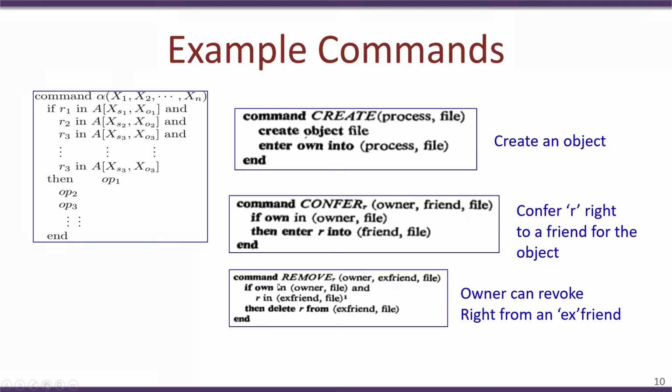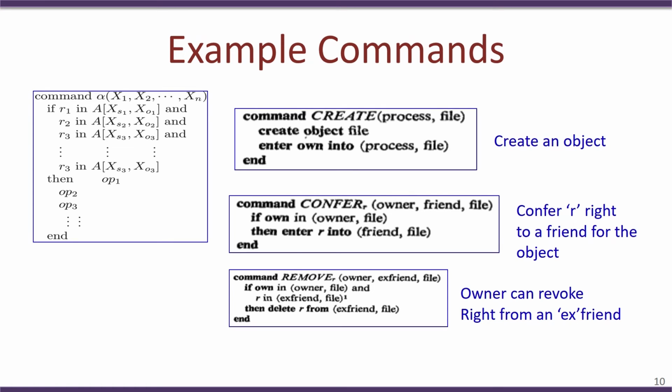This is another example of a command, which is to remove a right from an ex-friend for a particular object, in this case a file. So what we check over here is that only the owner can remove the right from a particular subject for a file. Only if the owner is the rightful owner of the file will this particular command succeed.